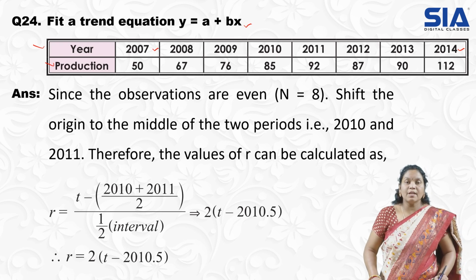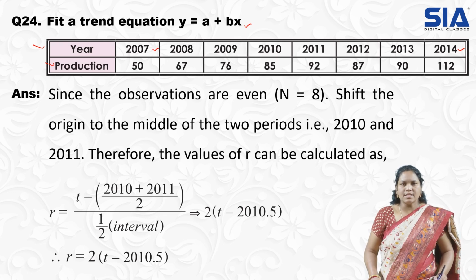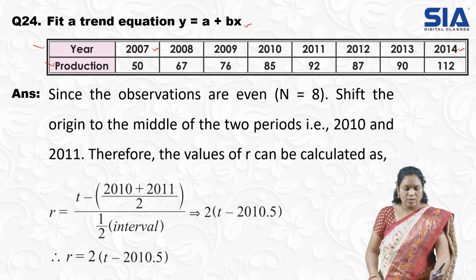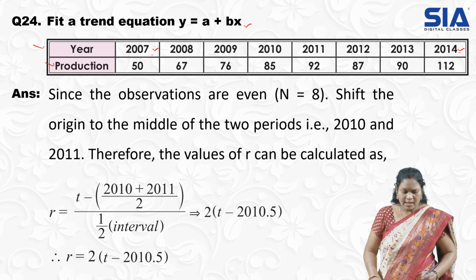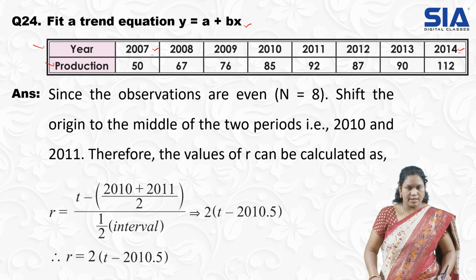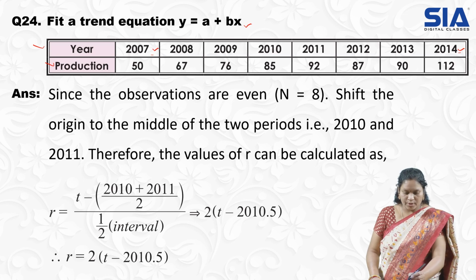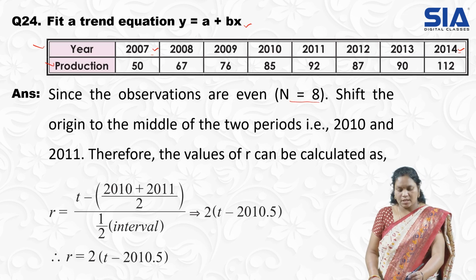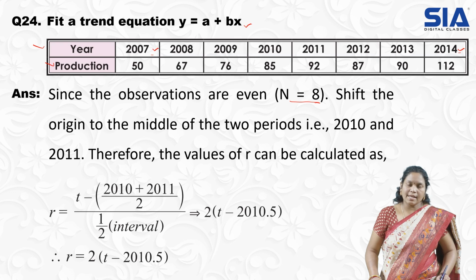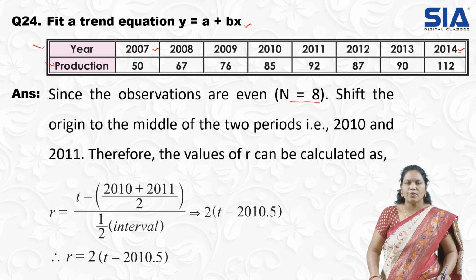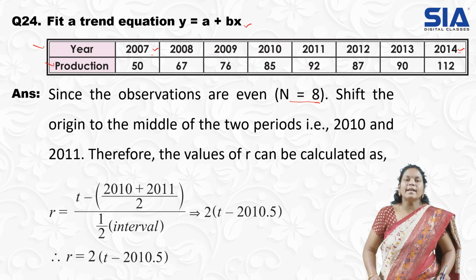There is an even method and an odd method. The odd method we discussed in the previous video. Now let us go for the even method. Even method means simply count how many years there are. From 2007 to 2014, if you get an even number, that is your even method. Here n is equal to 8, so 8 years, which is an even number. With an even number, you can't obtain an exact middle value, and we need the exact middle value so that we can proceed further easily.